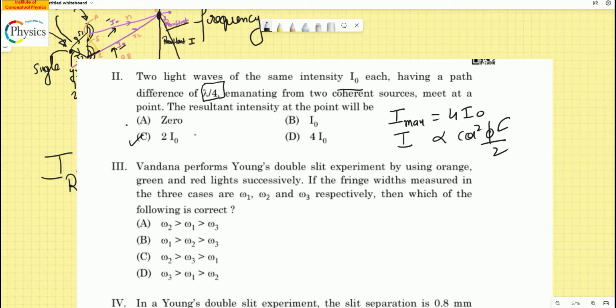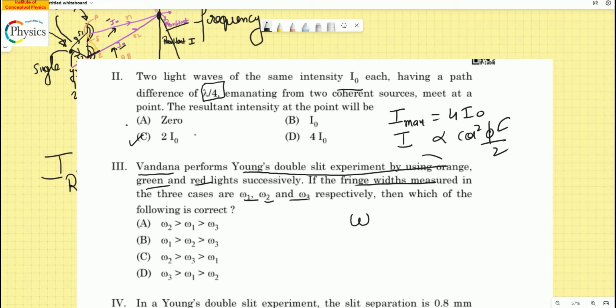All right, let's move forward to the next one. If you see the next one, there is a girl, Vandana, who does the Young double slit experiment using different wavelengths: orange, green, red. If the fringe width measured in each case is given, this is a straightforward question. The only thing is, do you remember the formula of fringe width or not?